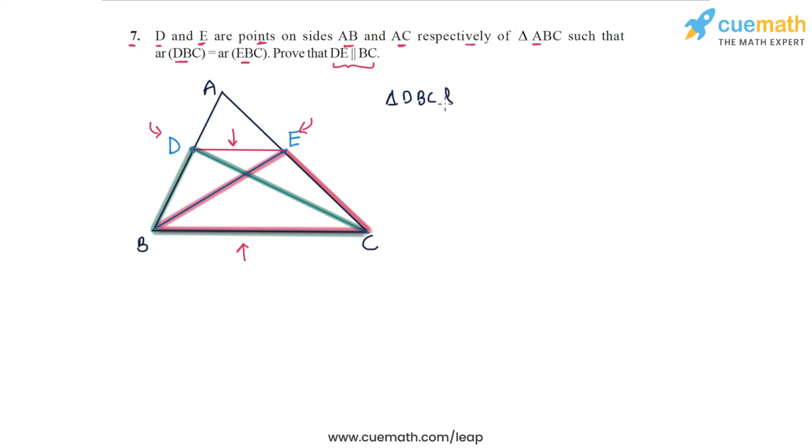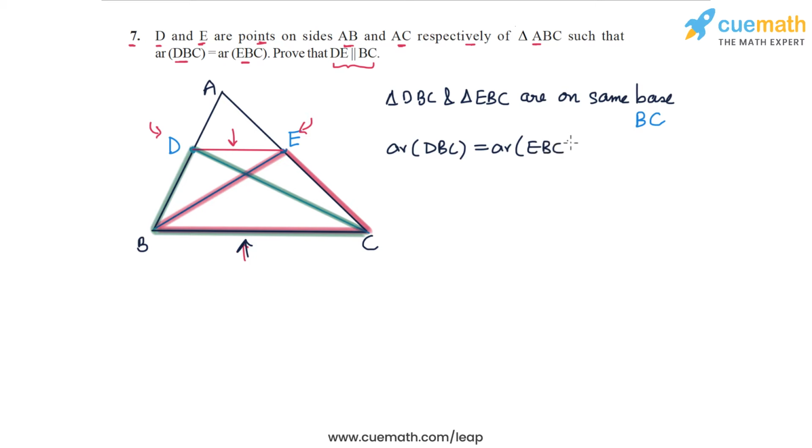DBC and triangle EBC, they are on the same base. What is that base? What is the same base of these two triangles? The same base is BC. So they are on the same base, which is BC, and also we are given that area of DBC is equal to the area of EBC.